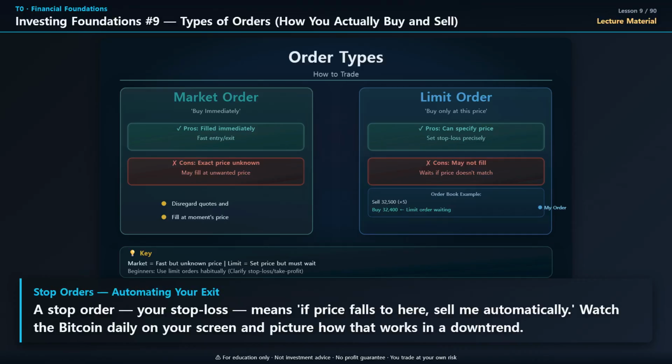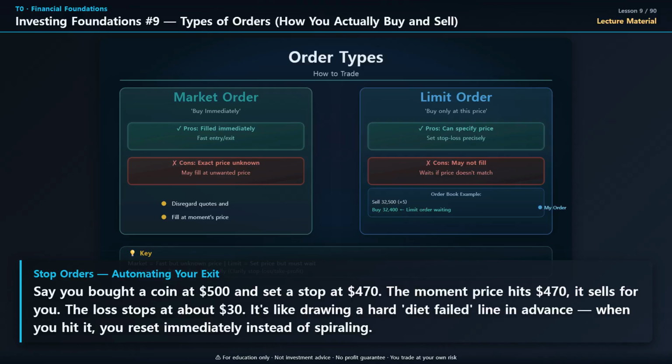A stop order, your stop loss, means if price falls to here, sell me automatically. Watch the Bitcoin daily on your screen and picture how that works in a downtrend. Say you bought a coin at 500 and set a stop at 470. The moment price hits 470, it sells for you. The loss stops at about 30.